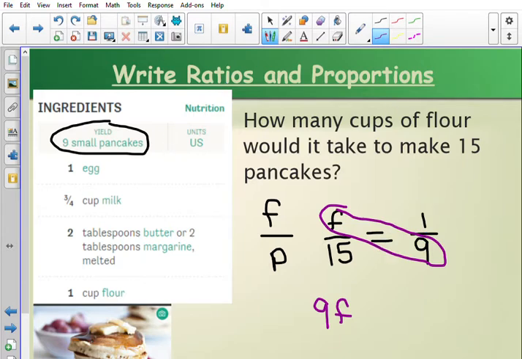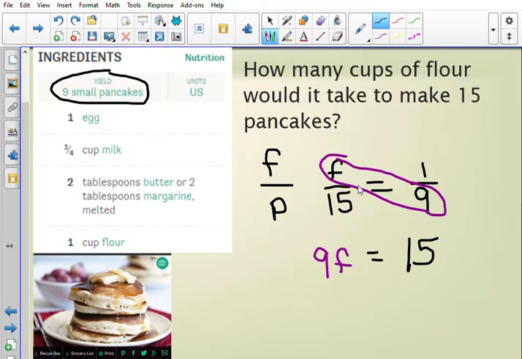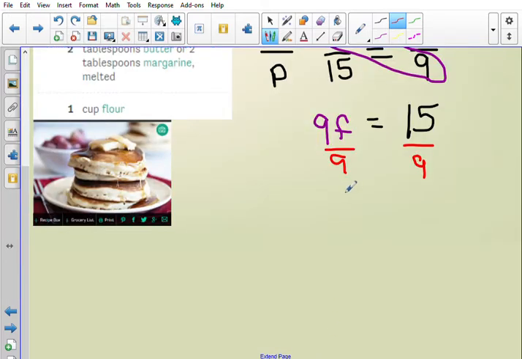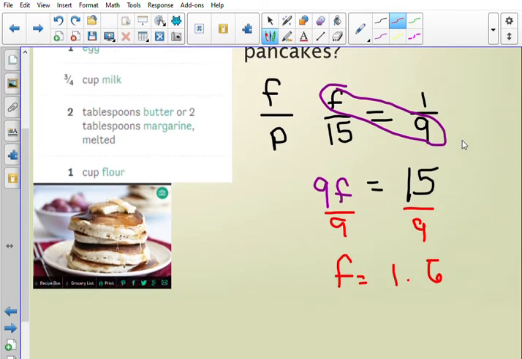And then multiplying the other way, I get equals 15, because 15 times 1 is just 15. Now remember, we're trying to find total cups of flour. We're going to divide both sides by 9. When I divide both sides by 9, I get f on the left. On the right hand side, I'm taking 15 divided by 9, and I get 1.6 repeating for cups of flour.